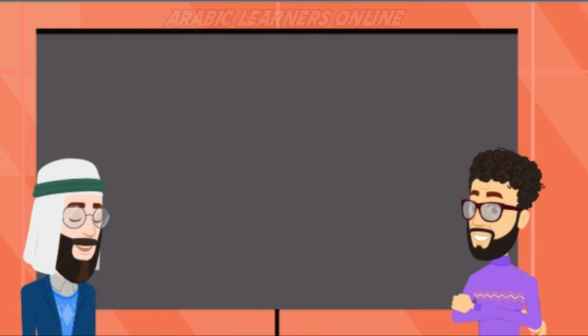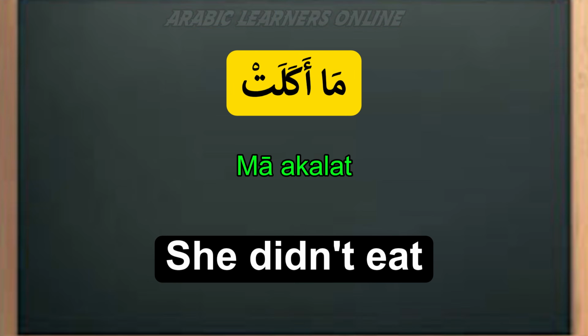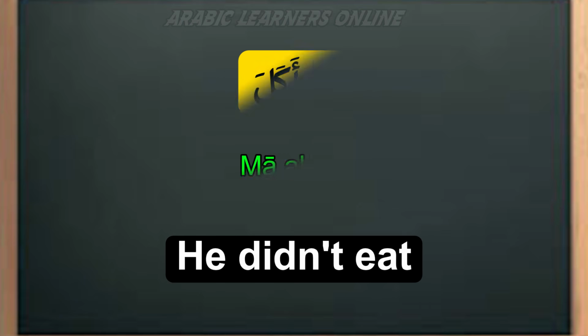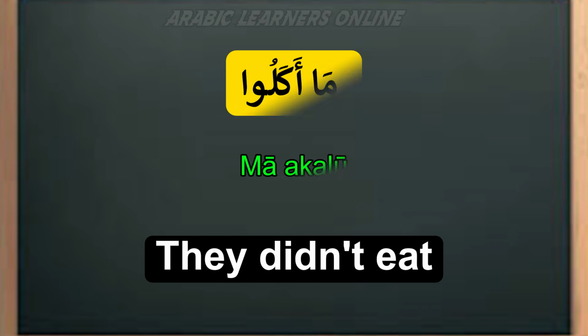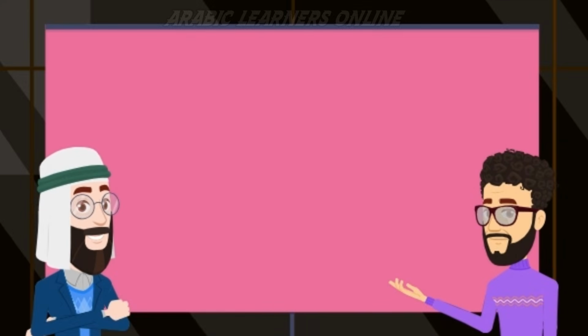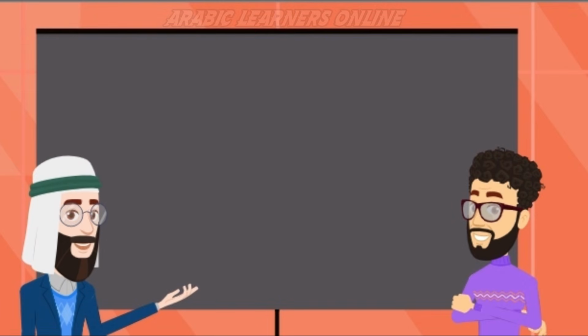He didn't eat. ما أكل. She didn't eat. ما أكلت. They didn't eat. ما أكلوا. Now you say ما أكل, ما أكلت, ما أكلوا. So, ma is always used for past tense, never la. Exactly. That is rule number 1.